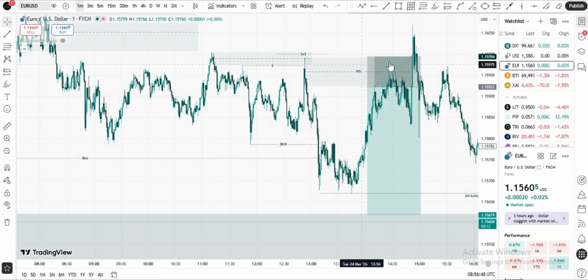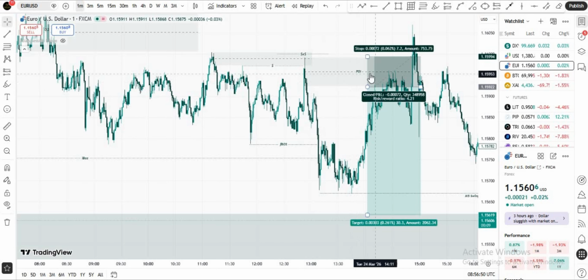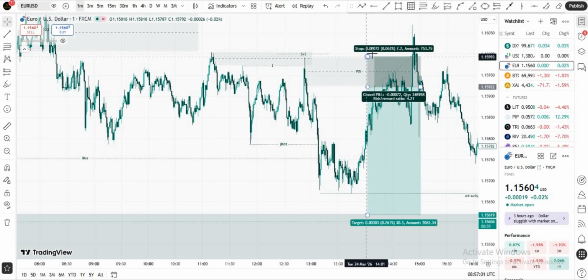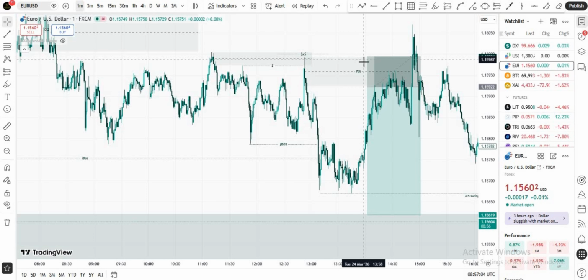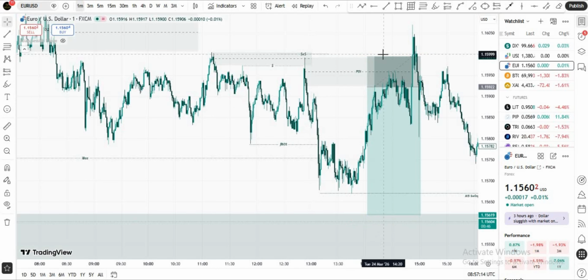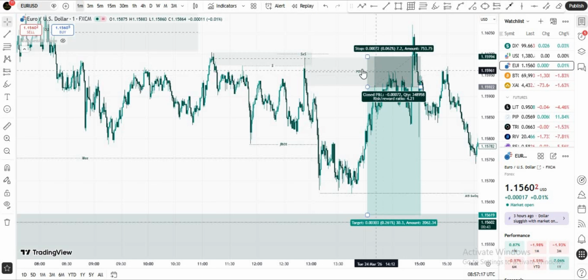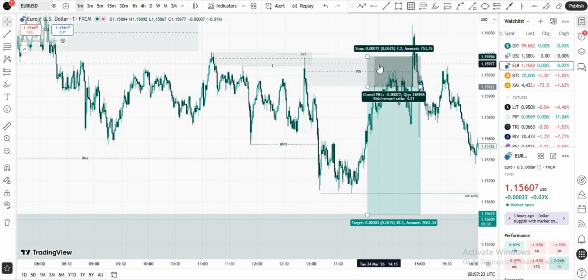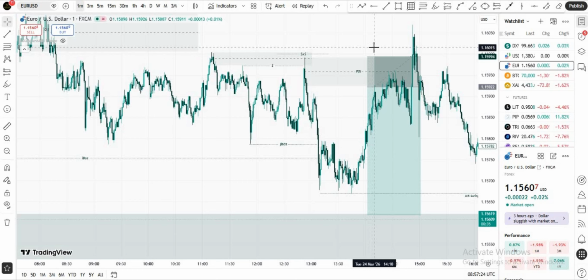Because let's say for example I use this as my POI zone, then I place my entry at this point, got in at this point, and my stop loss is just above this supply zone. So that stop loss itself is a buy order. That simply means I'm telling my broker that if price does not go in my favor, they should buy back my contract at this point. That's what a stop loss actually means.